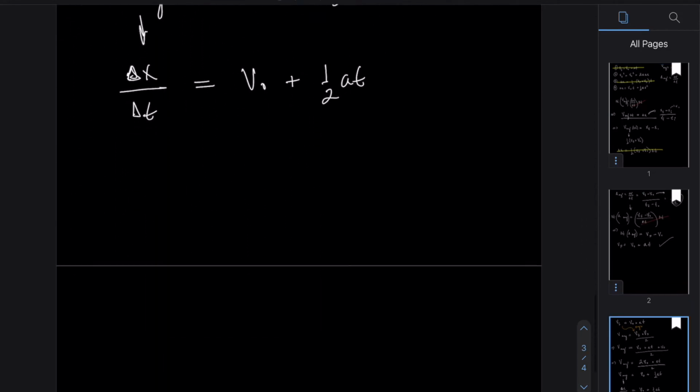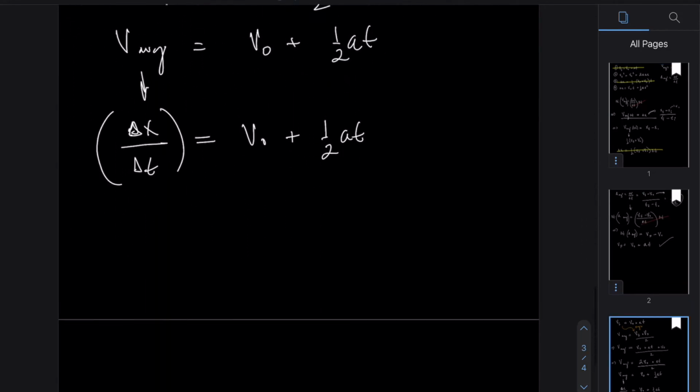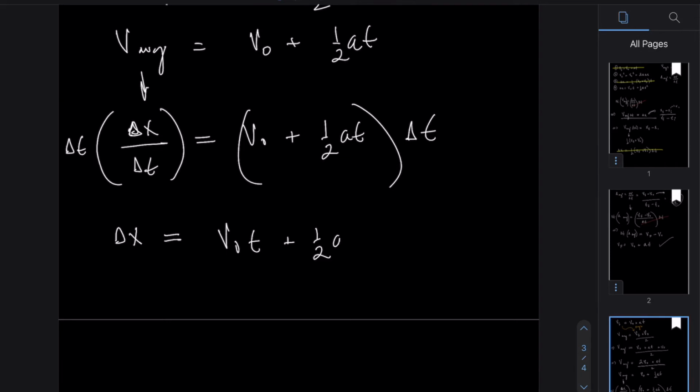So now it's pretty clear. We're just going to multiply both sides by the change in time. And you're going to get that the displacement is equal to v initial t plus 1/2 at squared. And that is your third kinematic equation.